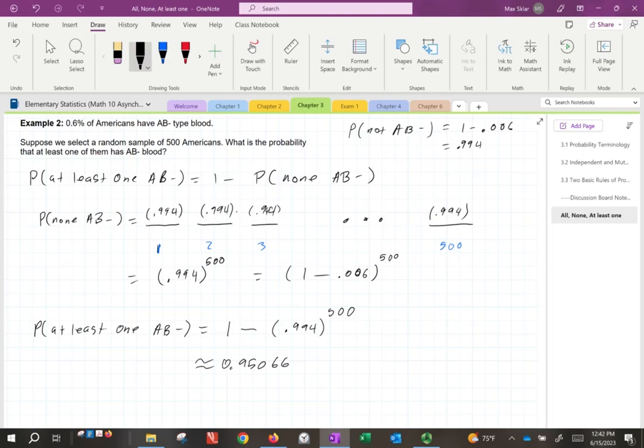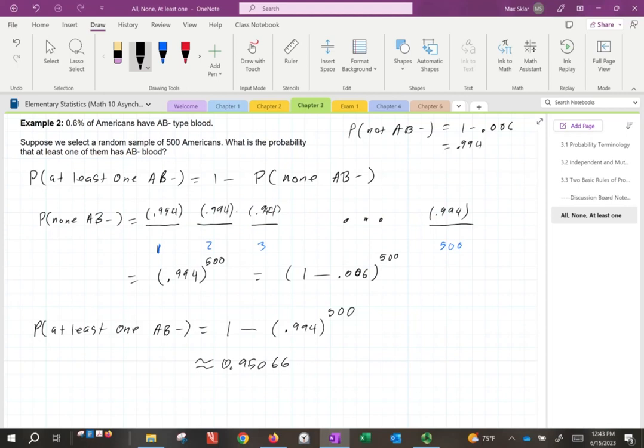We can reasonably expect to get at least one AB negative donor in such a large sample. And again, I'm thinking in terms of blood donors. So again, pause for understanding, and maybe think about other ways in which this technique could be applied. Blood type is one thing, but this could also be applied to gambling. If you play the same game over and over again, and the probability of winning each time is a certain amount, you can think about the probability of winning at least once.